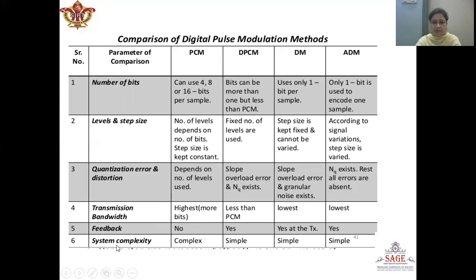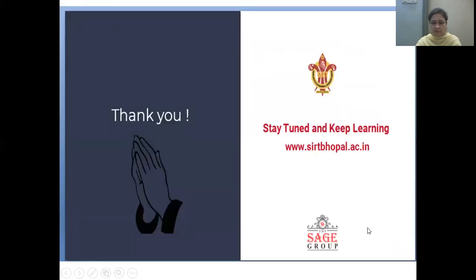Now for system complexity, PCM has a complex system, whereas DPCM, delta modulation, and ADM have a simple system. Now this is all for today's lecture.